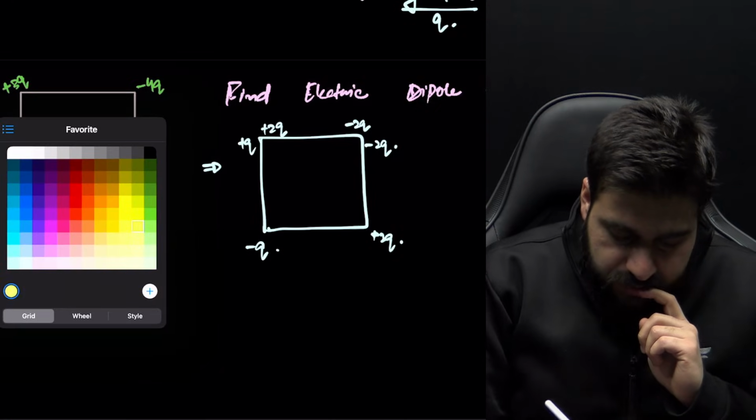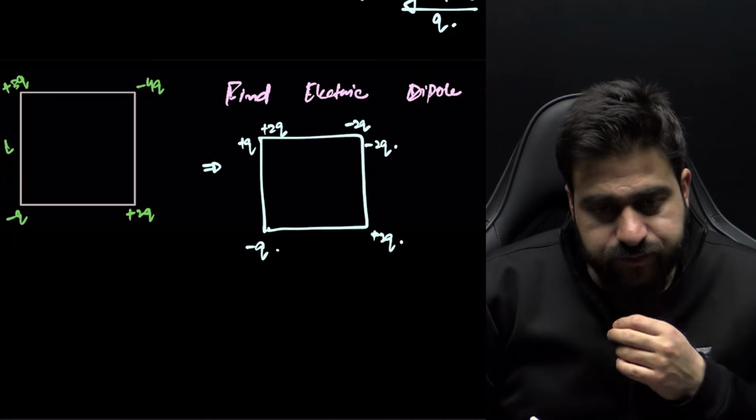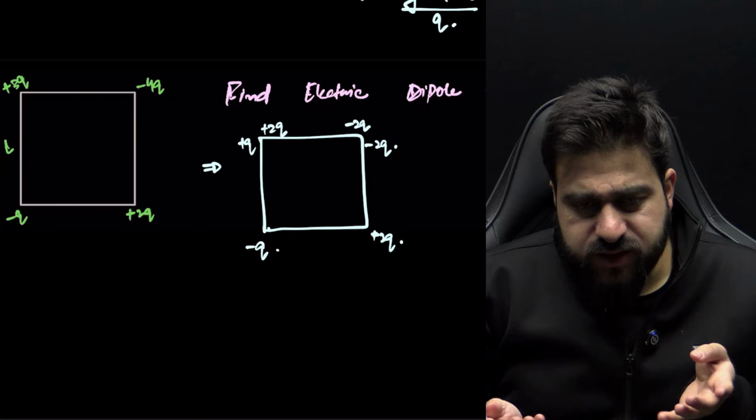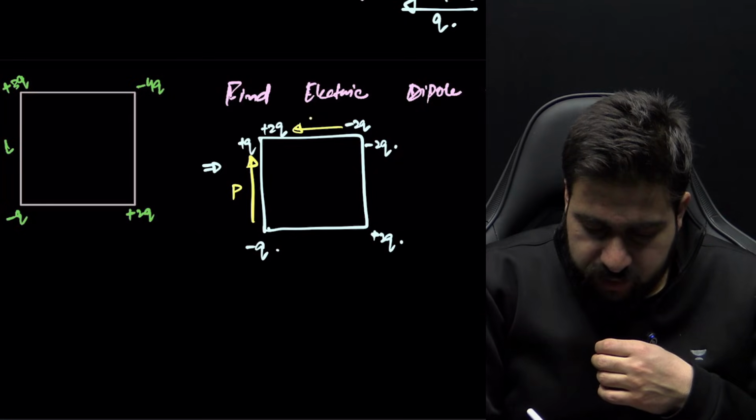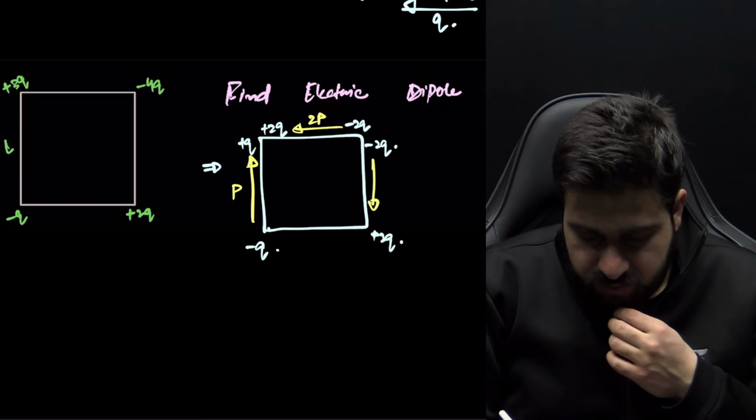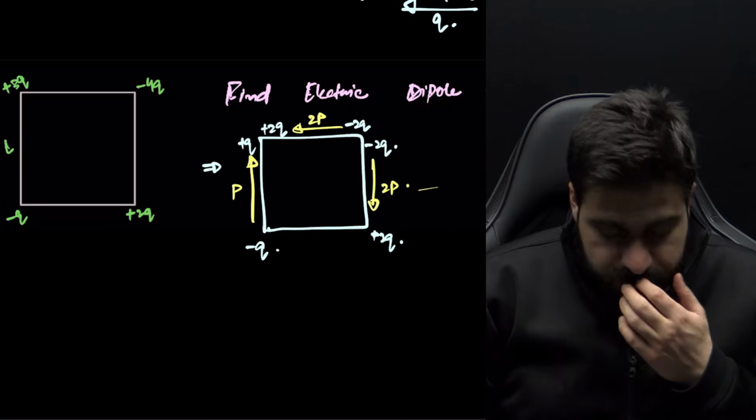Now, my dear NEET aspirants, you break this. Now you can say the dipole moment here will be P, the dipole moment here will be 2P, and the dipole moment here will be 2P. Now you can find the resultant.